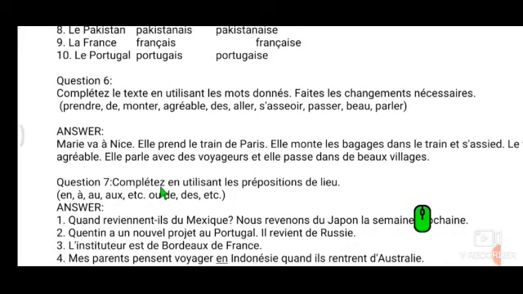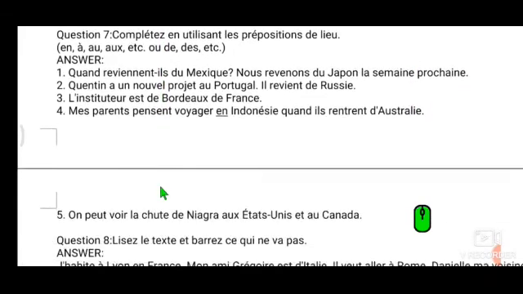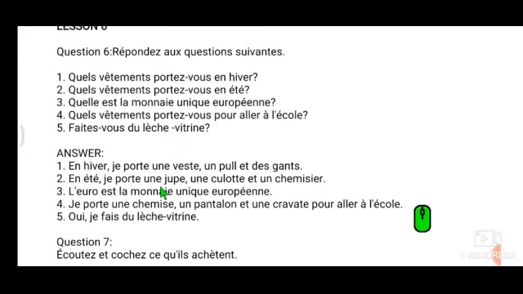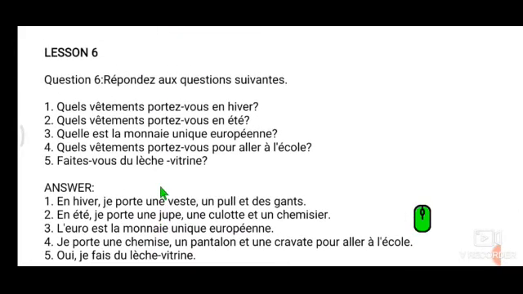please revise. Okay, so I might also ask this from lesson 6. Quel vêtement portez-vous en hiver? En hiver, je porte une veste, un pull ou des gants. So like this you have to answer this, and you should know the answer for this, because you should know what clothes you will wear for winter, summer, and what is the unique coin or currency used in Europe. So these questions I might ask in question answer.